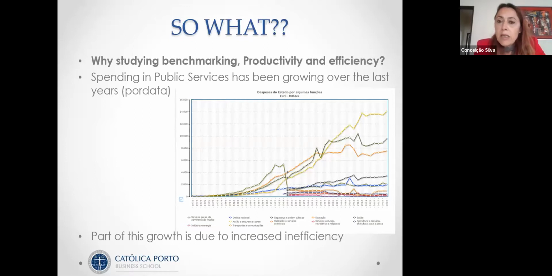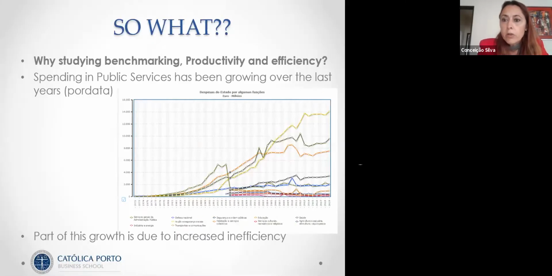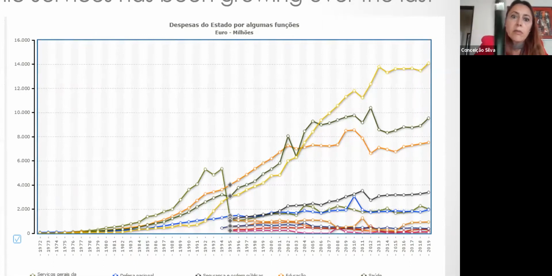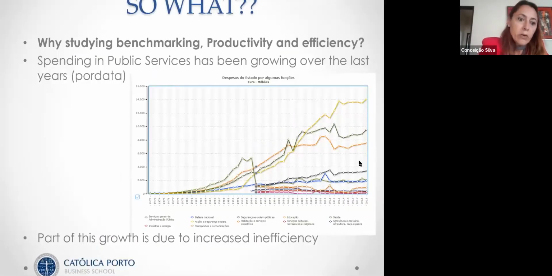Well, one reason can be because of the spending in public services, not only public services, but private too, but I've been studying a lot of public services. So studying benchmarking and productivity analysis in public services is of interest, mainly because most expenses are actually growing over time. This graph shows the expenses for Portugal, where we actually see a growth up to, well, this suddenly becomes bigger. We see a growth up to 2011, 2012.